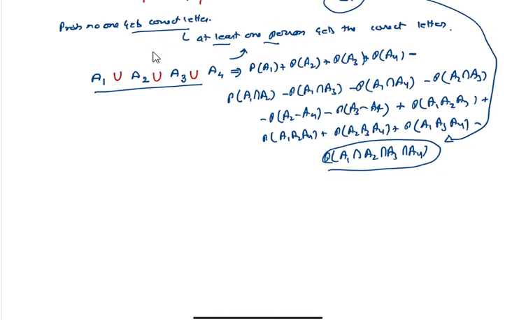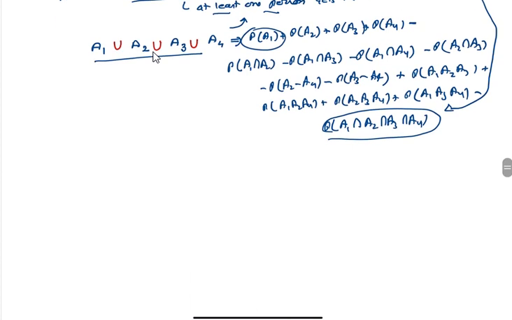Now let's calculate probability of A1, which is one person getting the correct letter. The first person gets the correct letter, which is fixed, but the rest of the three can be any random combination. So this will be 3 factorial, and the total is 24 anyway. So this is 6 out of 24, or 1 out of 4. And this will go for A2, A3, and A4.